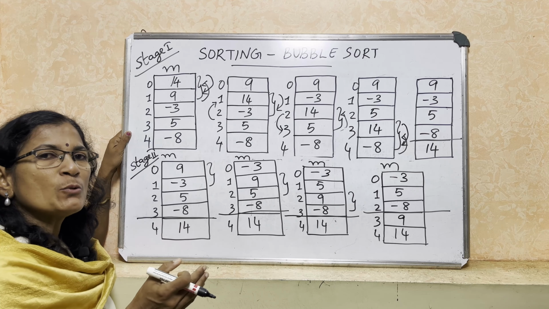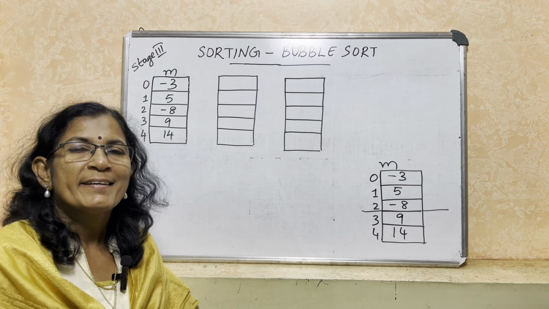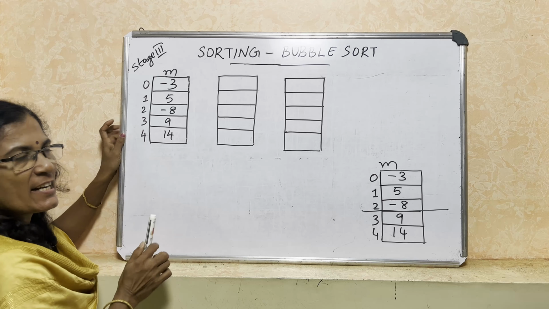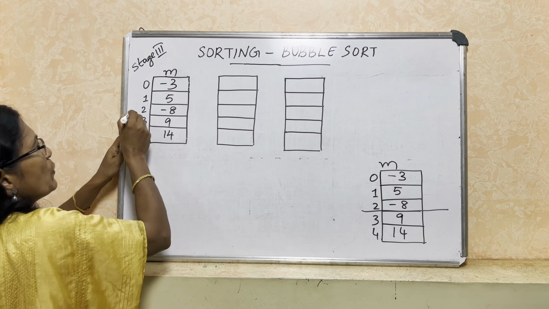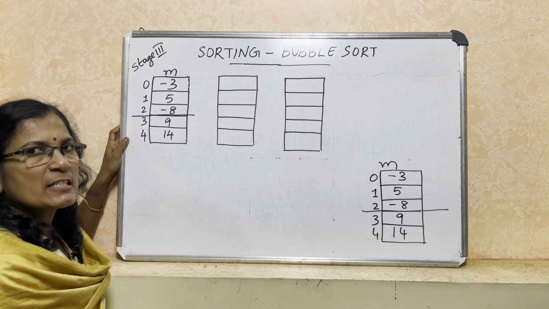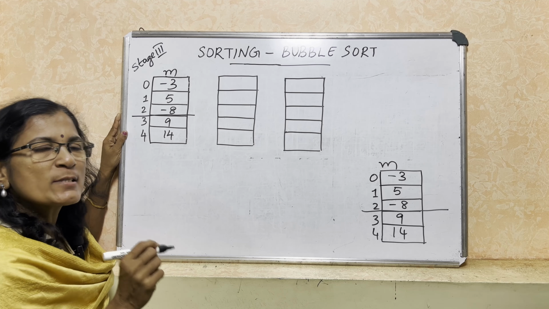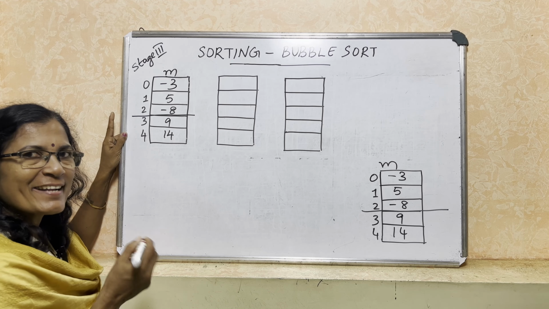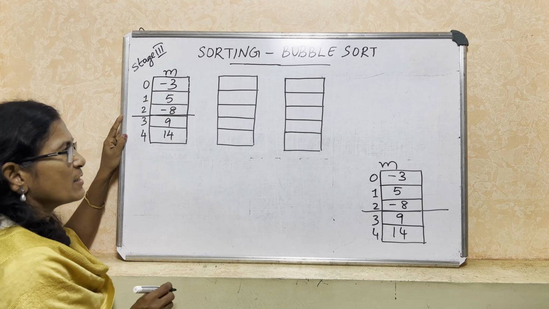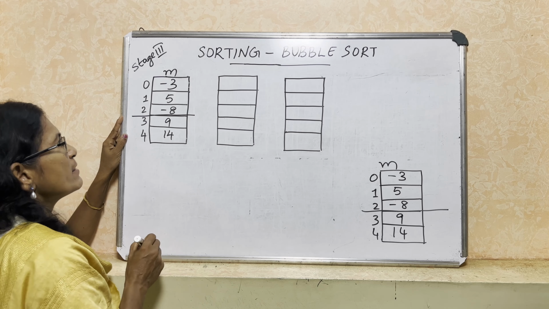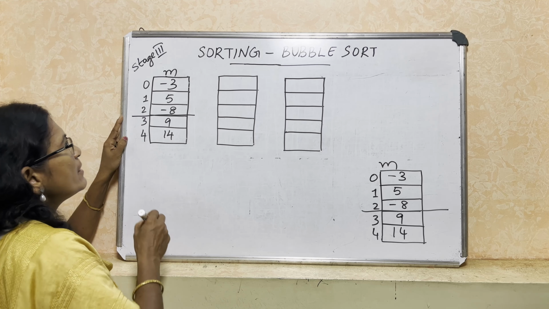So let's move on to stage 3. At the beginning of stage 3, we have the elements arranged like this. 9 and 14 are in their correct places. 9 and 14 are moved to the last 2 cells of the array. Now the rest of the values we have to rearrange. So the comparison will start from the beginning, from the first cell onwards.